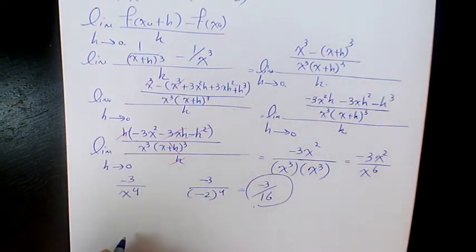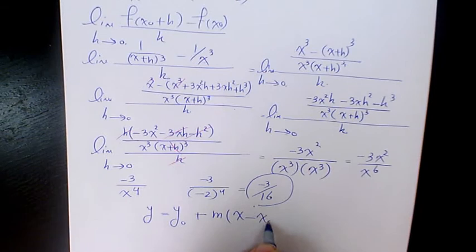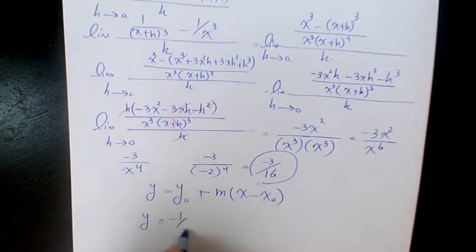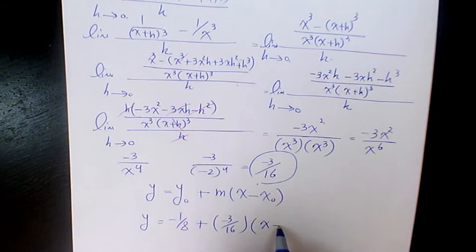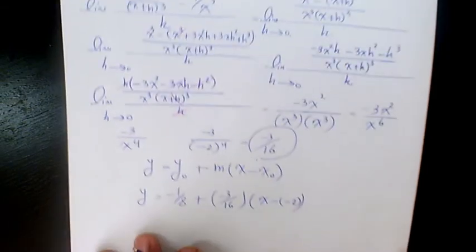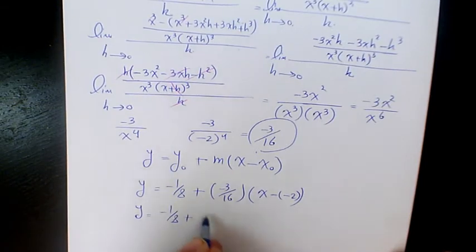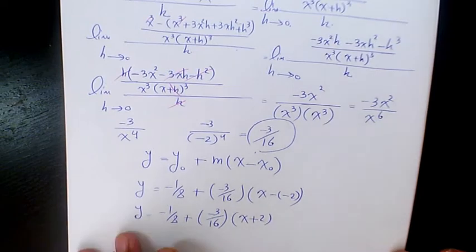Now let's find out the equation of it, which again we need to use this formula, y equals y naught plus m times (x minus x naught), which is y equals negative 1 over 8 plus m, which is negative 3 over 16, times (x minus negative 2). So it is going to be y equals negative 1 over 8 plus negative 3 over 16, times (x plus 2).